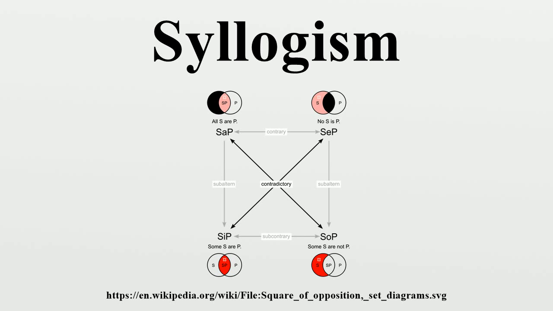Ferio, similar. Festino, Ferison, Fresison, no homework is fun. Some reading is homework. Some reading is not fun. Baroco, all informative things are useful. Some websites are not useful. Some websites are not informative. Bocardo, some cats have no tails. All cats are mammals. Some mammals have no tails.